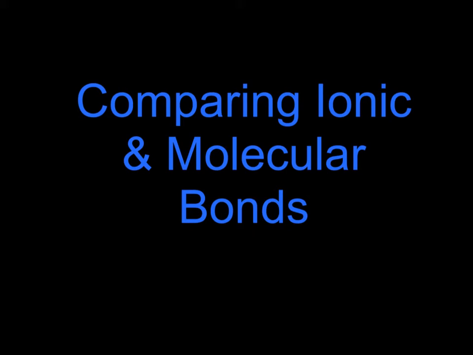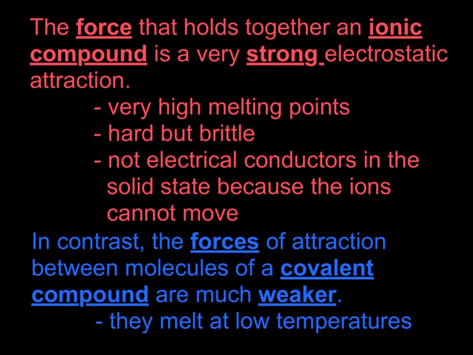In this screencast, we are going to look at some of the characteristics that distinguish ionic and molecular bonds. Let's get started. The force that holds together an ionic compound is very strong, and it's an electrostatic attraction. Electrostatic means that there's a positive end and a negative end and there's attraction between those two ends. So that's what's holding together an ionic compound.